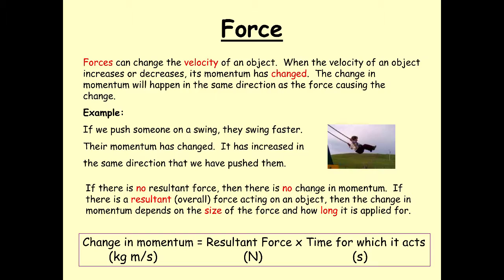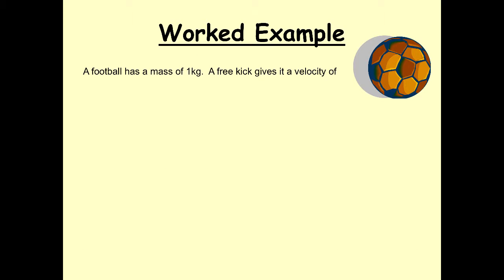Let's look now at an example of that. Here we've got a football. A football is being kicked. A free kick gives it a velocity of 20 meters per second. The football has a mass of 1 kilogram.